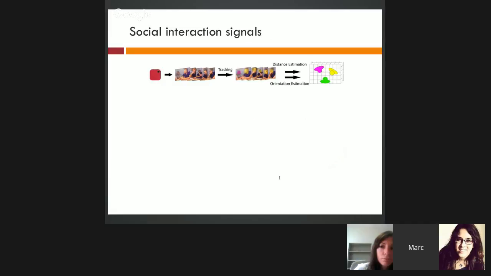So doing all these things, now for each frame, we have the position of the people in the 3D space and also their orientation. And we do this for every frame. Finally, for the sequence, we will have a two-dimensional signal for each person, which is indicating their orientation and their distances with regard to the camera wearer.